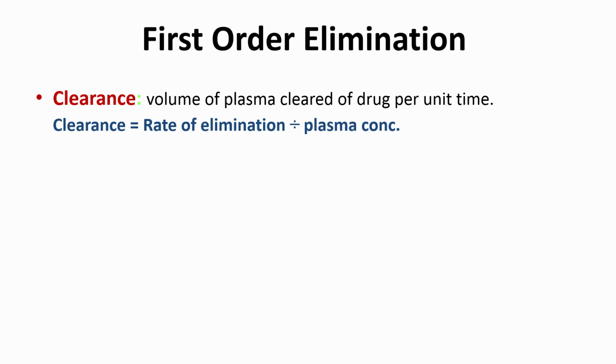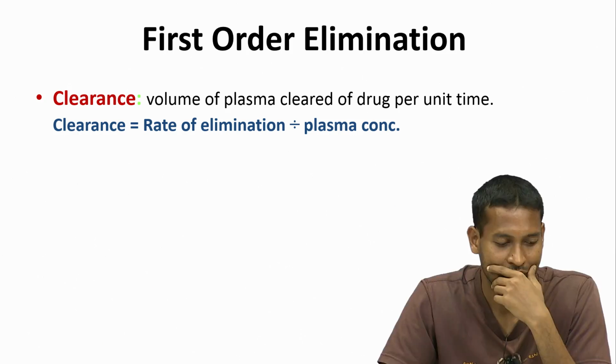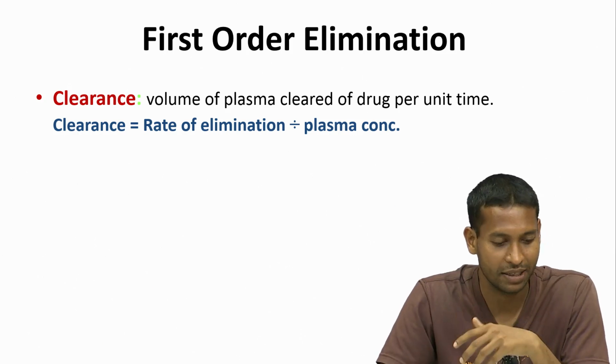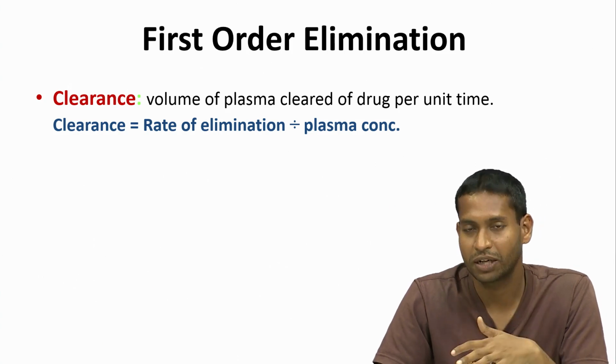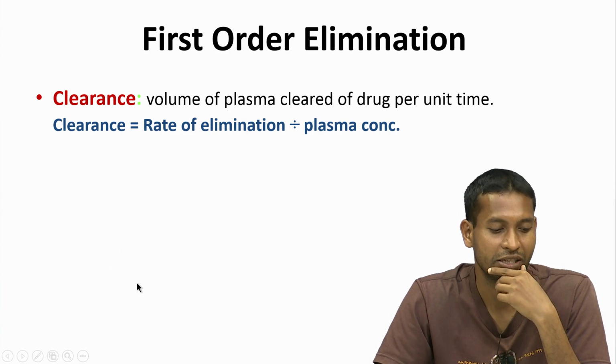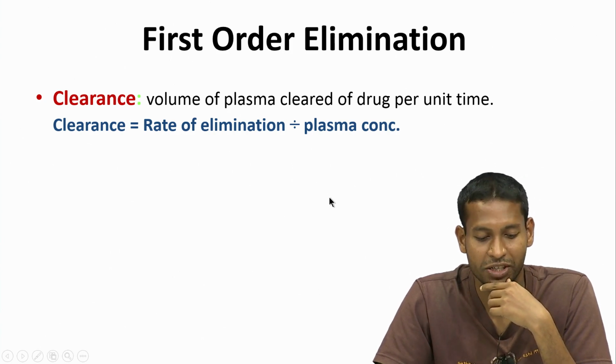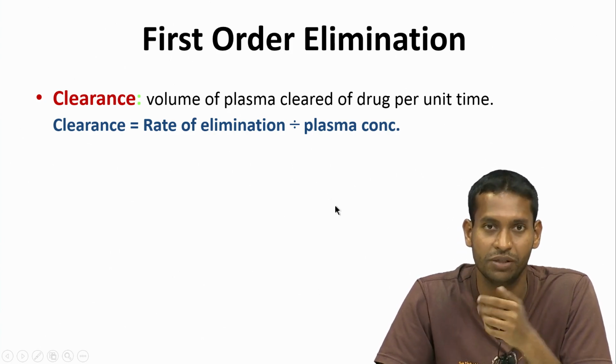Okay, let us talk about first order elimination. Here we are going to define another term called clearance. So what is clearance? Clearance is the volume of plasma cleared of drug per unit time. Essentially, clearance can be expressed as the rate of elimination divided by the plasma concentration.